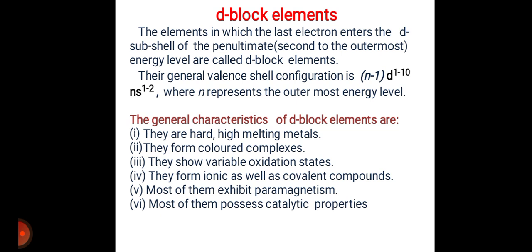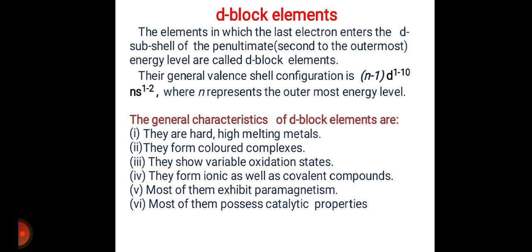Another one is the d block elements. What are the d block elements? The elements in which the last electron enters the d subshell of the penultimate shell, that is, second to the outermost energy level, are called d block elements. The general electronic configuration is (n-1)d1 to 10 ns1 to 2, where n represents the outermost energy level. The general properties of the d block elements: they are hard in nature, high melting metals. They form colored complexes because of the vacant d orbitals.